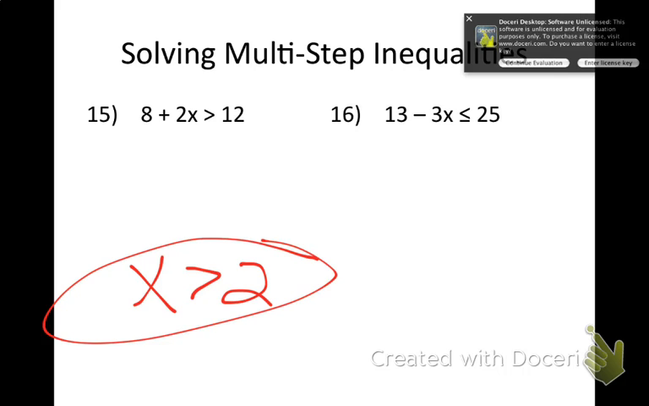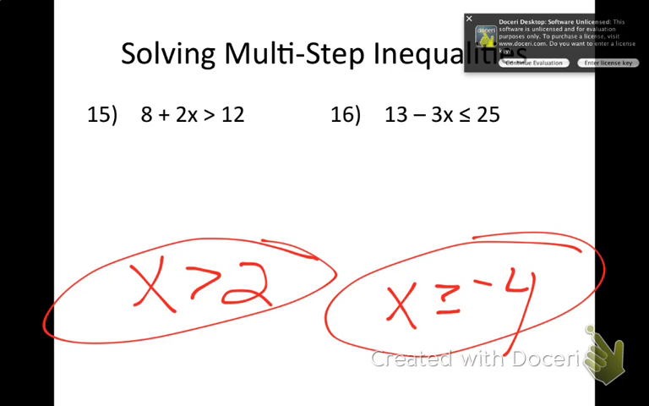What about number 16? What's the answer to 16, John? Very good. x is greater than or equal to negative what? Thank you. And give me a possible solution there, Jack. Anything. Give me one. Negative 4. Negative 4 could be a solution here.